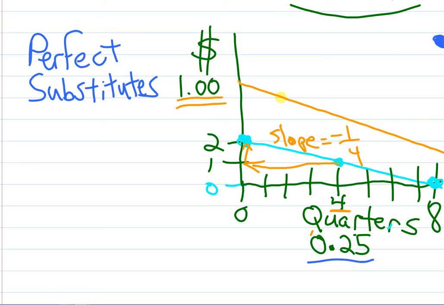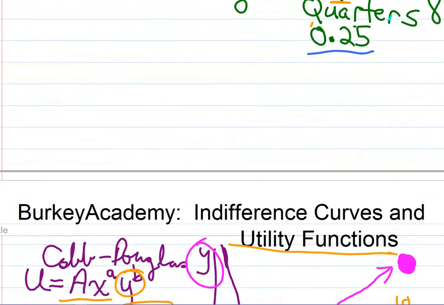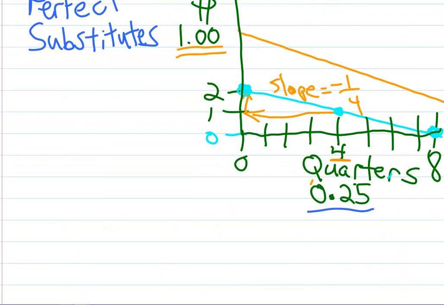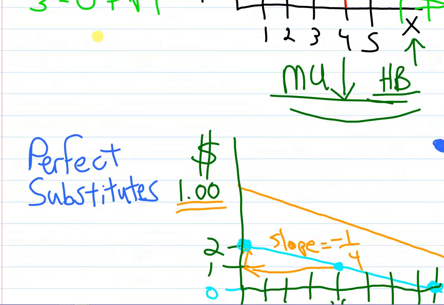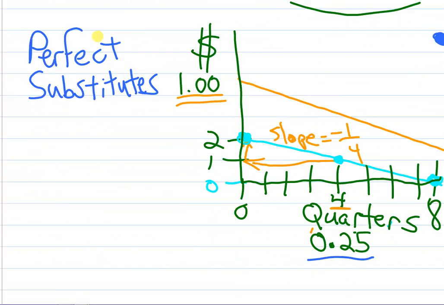Now let's look at the last example here that I want to look at. Let me get a new page going here. What about the other case, perfect complements? Oh, I'm sorry. Let me go back to that previous page here real quickly. We need to talk about what a utility function for perfect substitutes would look like, and then we'll look at perfect complements real quickly.